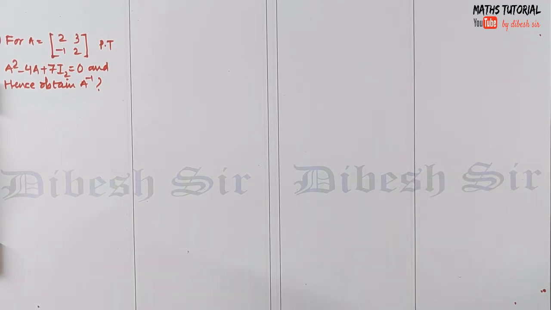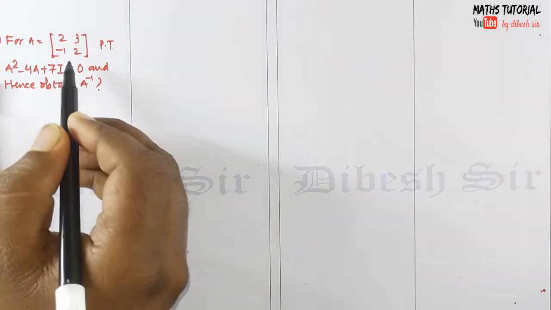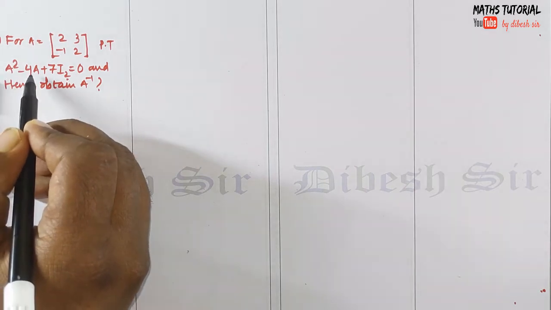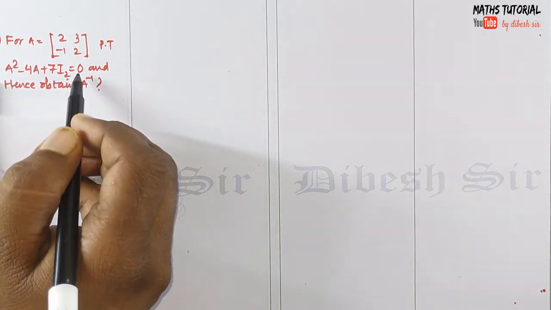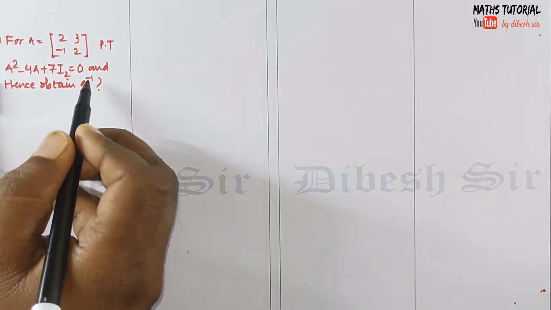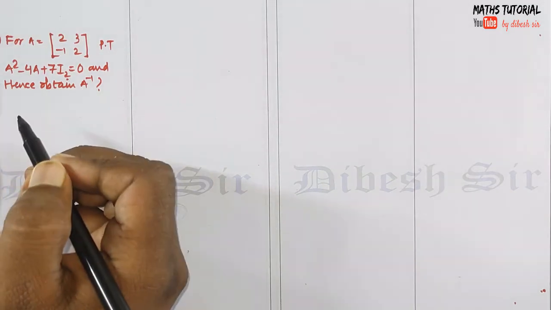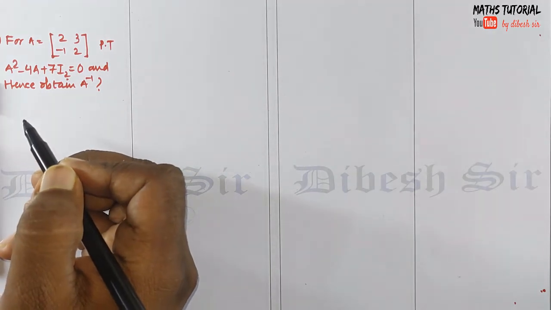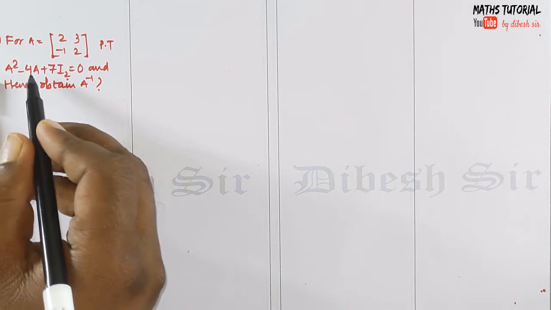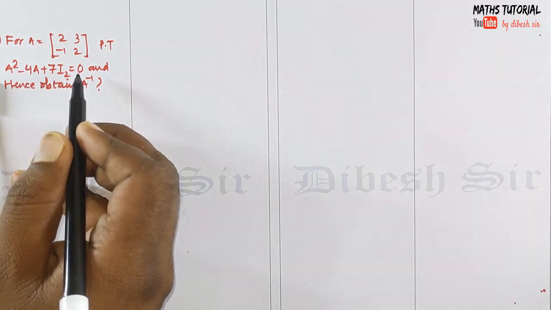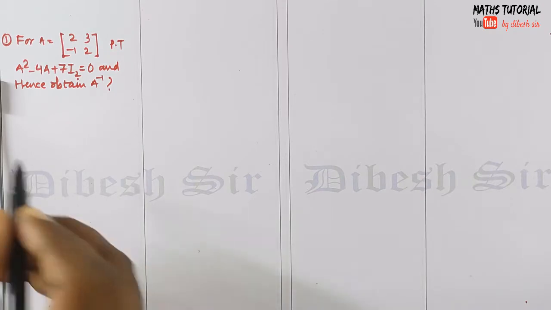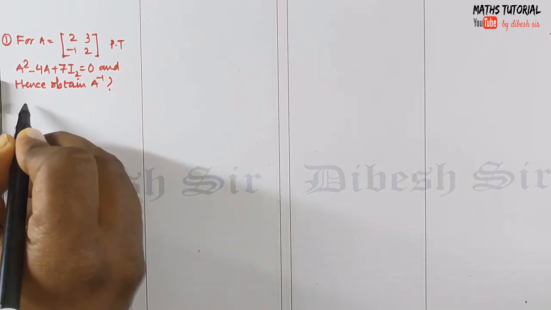First question: for A = [2 3; -1 2], prove that A square minus 4A plus 7I2 is equal to 0 and hence obtain A inverse. So we have to prove first A square minus 4A plus 7I2 is equal to 0. Then obtain A inverse. First find A square.